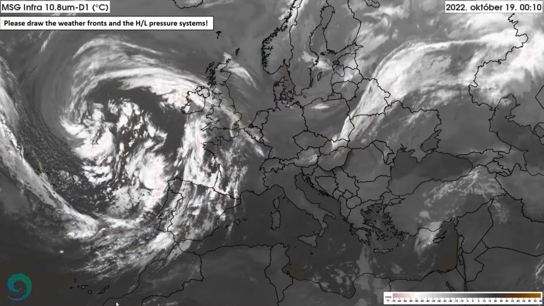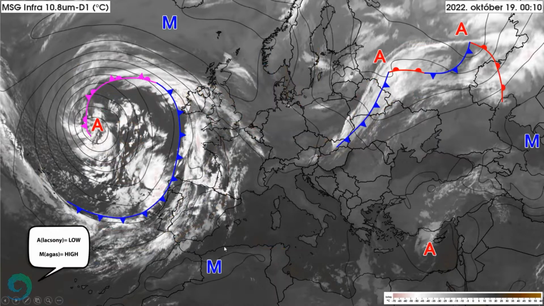So the next picture, you can see the surface pressure isobars and the Hungarian Meteorological Service front analysis. There are two big systems. One of them here is the Atlantic region, and the other one here is near the Baltic Sea in the northeast part of Europe. You can find a smaller system here near Cyprus. It's a small system, but it's a strong convective system as well.